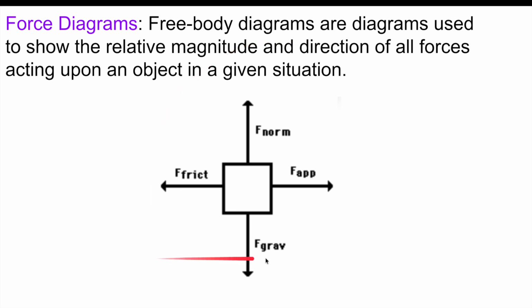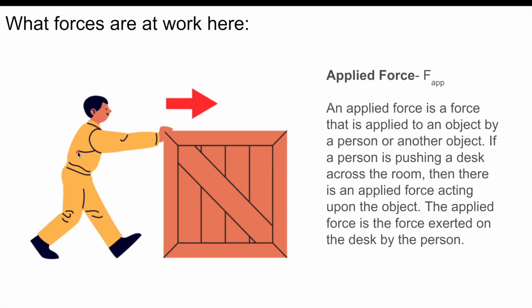You normally see them in science looking like this, where you're showing an arrow with the direction that a force is acting, and the size of the arrow determines the magnitude or the amount of force acting. Typically when we look at these force diagrams, we use certain forces. For instance, there's an applied force. An applied force is usually represented with a capital F with a subscript APP. So this is applied force.